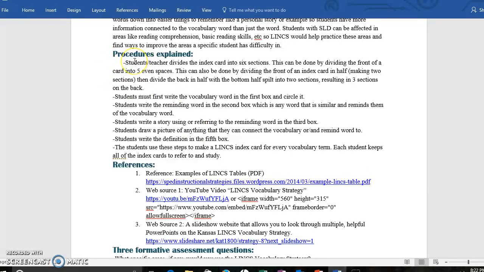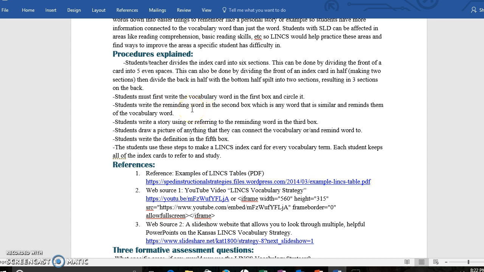So the first one is the student or teacher divides the index card into, it says 6 sections, but it's actually supposed to be 5. This can be done by dividing the front of a card into 5 even spaces. This can also be done by dividing the front of an index card in half, making 2 sections, then divide the back in half with the bottom half split into 2 sections, resulting in 3 sections on the back. So 2 on the front and 3 on the back, which would equal 5.